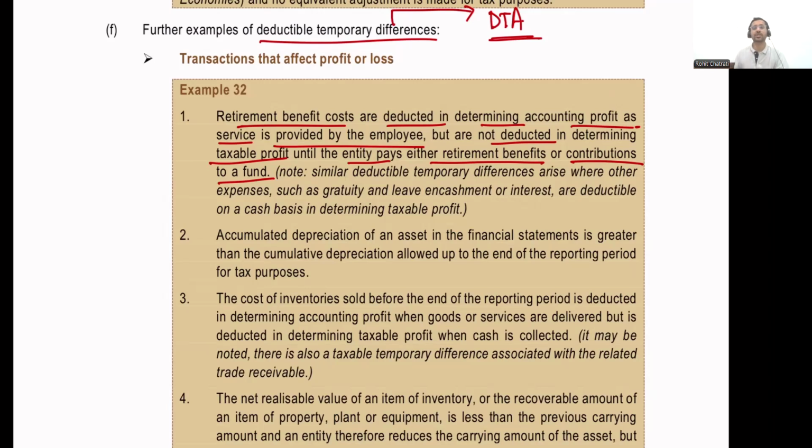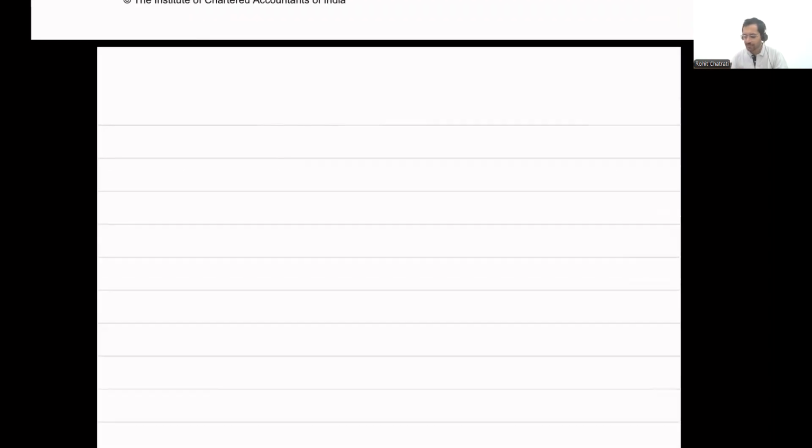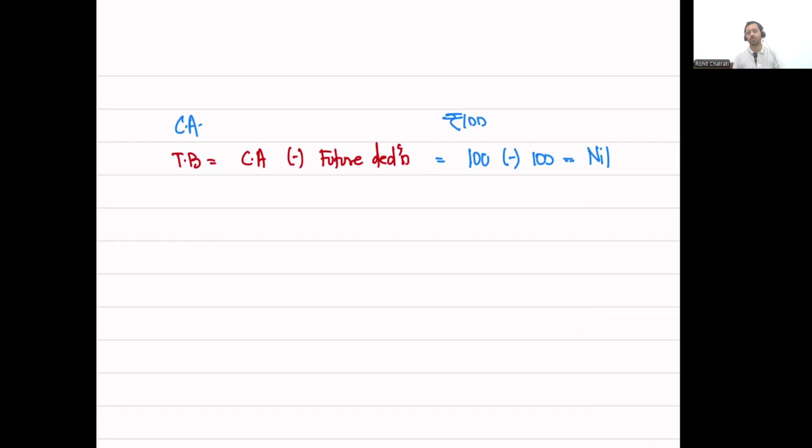It will be allowed as a deduction only when it is paid. Therefore, my tax base is going to be equal to 0. Why is my tax base going to be equal to 0? Tax base is going to be carrying amount minus future deduction that I'm going to get. Because this is going to be allowed as a deduction on payment basis, the carrying amount and future deduction are both equal to 100. Therefore, tax base is equal to 0. Carrying amount is basically equal to 100 because I recognized a provision in my books of accounts of rupees 100. Therefore, I will have a temporary difference of rupees 100.